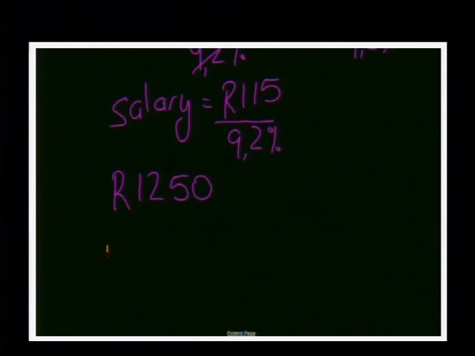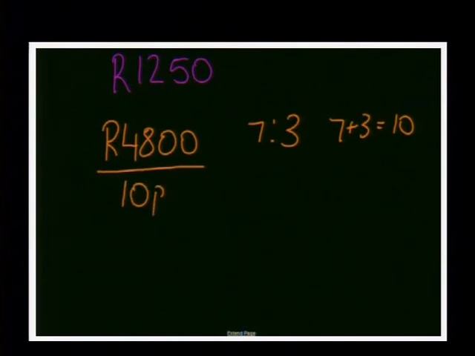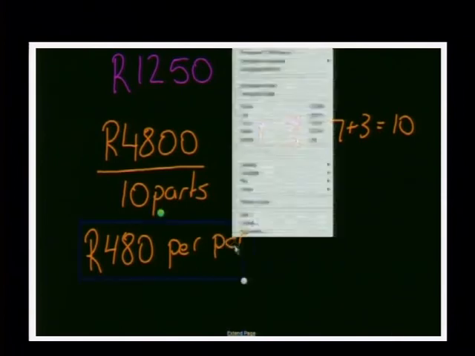So we had 4,800 Rand, and we needed to split that in the ratio of 7 to 3. So how many parts did I need to split this? I needed to say that was 7 plus 3. There were 10 parts. So I'm going to take my 4,800 Rand and I'm going to divide it by 10 parts. And what do I see? I see that I've got 480 Rand per part.